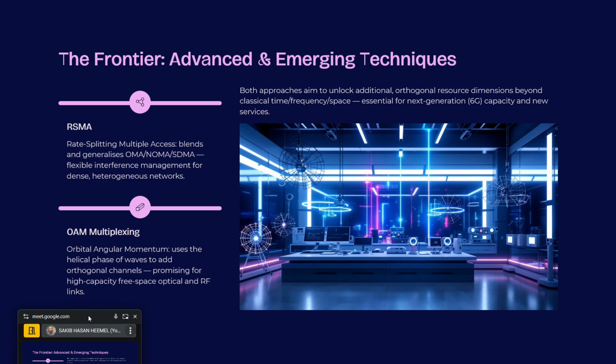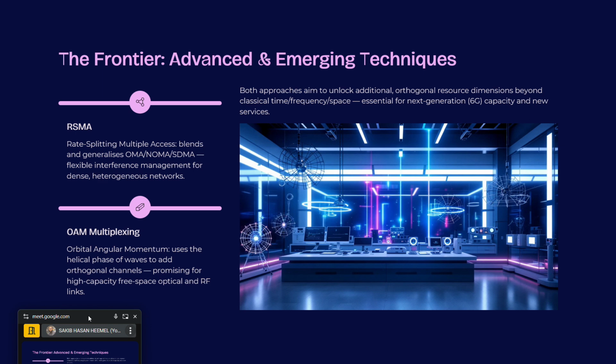The Frontier, Advanced and Emerging Techniques. So, what's next on the frontier? Two exciting techniques. First, RSMA, or rate splitting multiple access. It's a powerful, flexible way to manage interference in dense networks, essential for 6G.